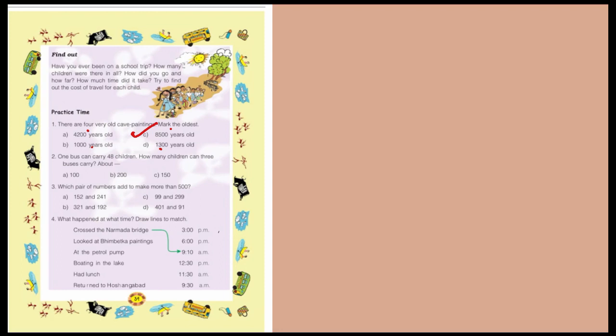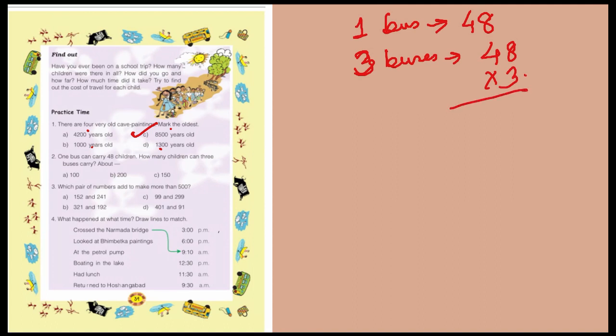Next, one bus can carry 48 children. How many children can 3 buses carry? Now, this is very easy. If one bus carries 48 children, then 3 buses will carry 48 into 3. Right. So 3 8s are 24. 2 will remain in 2. 3 4s are 12. 13, 14. So 144 students can travel.